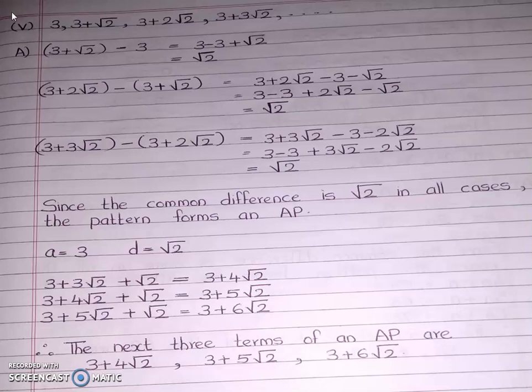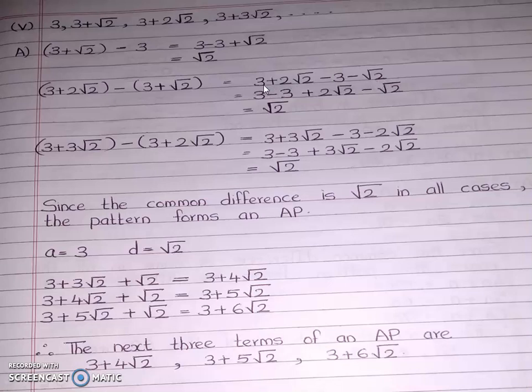What will you do? Will you subtract this also? Let us see. Here 3 minus 3, 0. So what is remaining? Root 2 is remaining. Now let us see third term minus second term. What is third term? 3 plus 2 root 2 minus 3 plus root 2. I'll remove the bracket first. Let's see. 3 plus 2 root 2 minus 3 minus root 2.